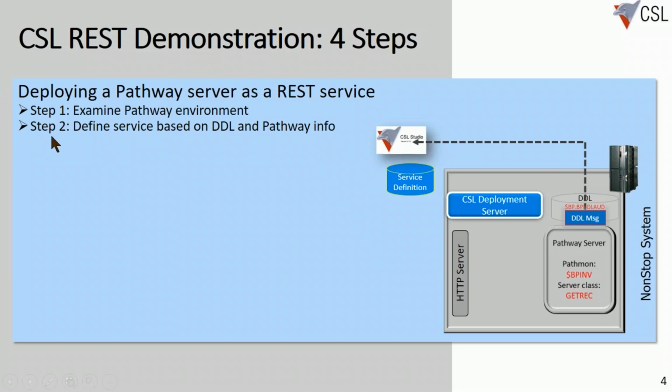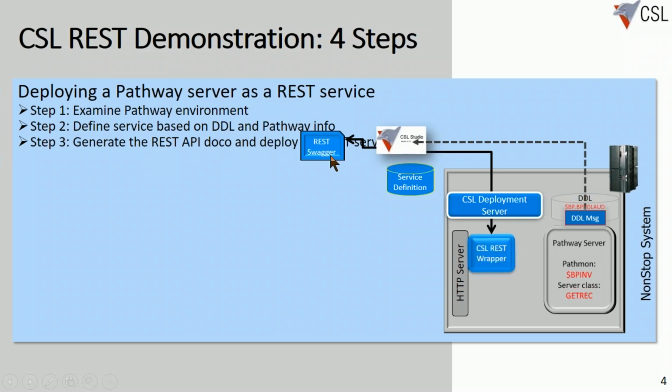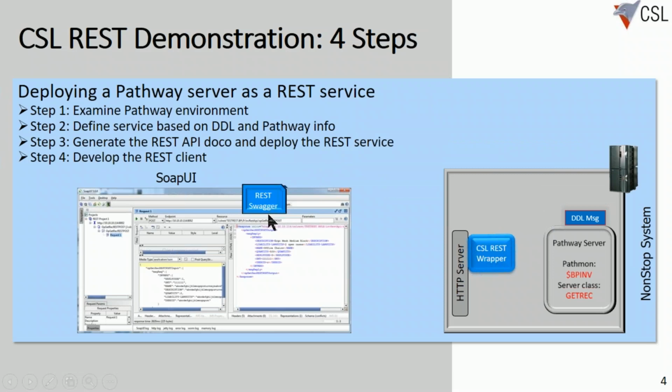So what we'll be doing for the third step is to generate a Swagger document, and that's basically for REST. That describes what the service is and what the information around that is provided. We'll also be generating and deploying a CSL REST wrapper, and the wrapper's job is really to be the gateway between the NonStop application and the outside world, the open world out here. So its job is going to be to convert from, for example, a JSON payload into what the pathway server is expecting. So once we've finished step 3 and generated the Swagger document and deployed the wrapper, the fourth and last step really is to construct a client around that.